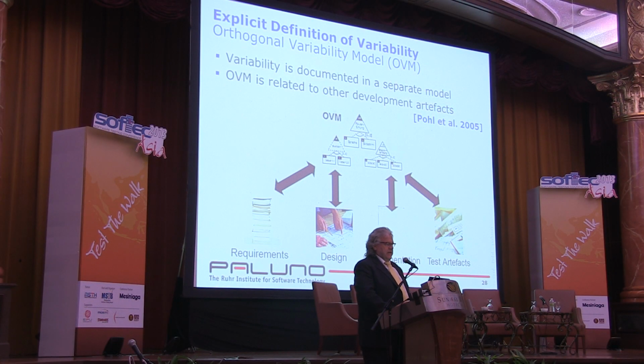The principal idea behind the orthogonal modeling of variability, and this is the way most people do it today, at least most people I know, obviously this is a little bit biased, is you define a separate model, an orthogonal variability model, like you define a class model, a use case model, a scenario model, a test case model. So a separate, dedicated model. And then you relate this model to your requirements, design, implementation, and test artifacts.